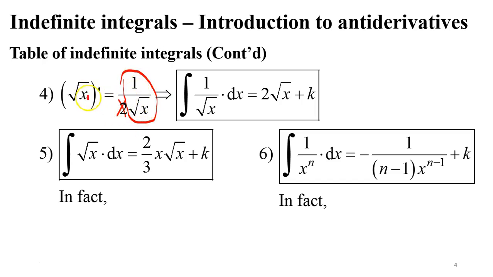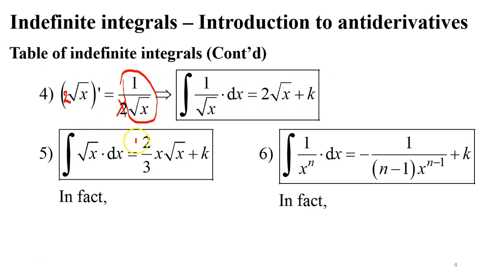Solve for 1 over square root x, which by cross multiplying the 2 would give me that 1 over square root x is the derivative of 2 square root x. So over here, this is where this rule comes from. Since 1 over square root x is the derivative of 2 square root of x, then an antiderivative of 1 over square root of x would be 2 square root of x, of course, plus k, the constant of integration.